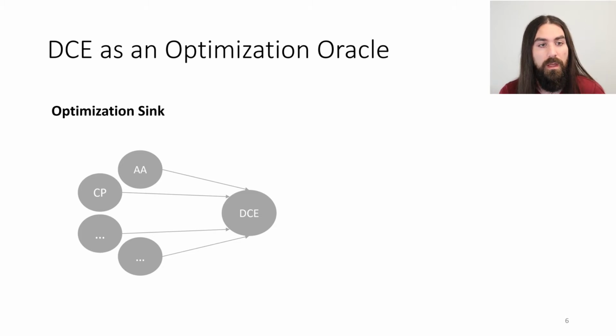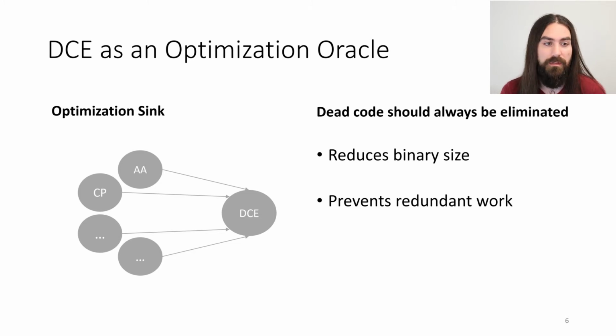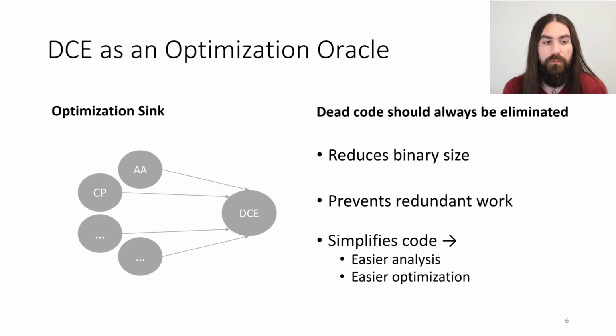The other important property is that dead code elimination should always be applied, because there are a variety of gains by doing this. First of all, it reduces binary size. There is no reason to include code that can never be executed in the final binary. It also prevents redundant work. The compiler doesn't have to analyze or try to optimize code that can never be executed. And more importantly, it simplifies code, and therefore it makes it easier for the compiler to perform further analysis and optimizations. And all of these mean that the compiler doesn't need to use some sort of heuristic to decide whether to apply dead code elimination, but it always tries to apply it.